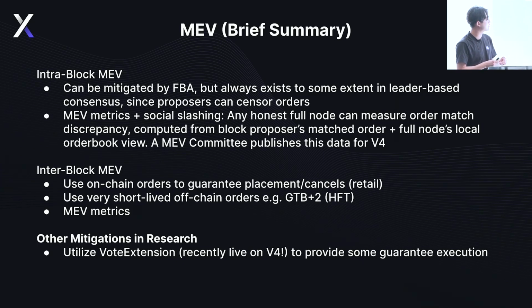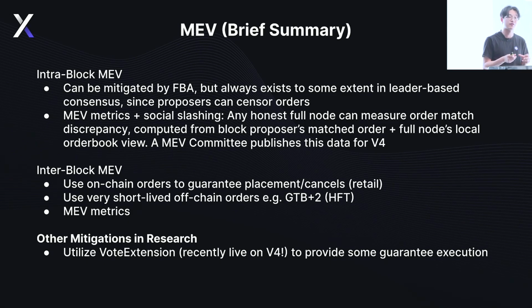So one of the ways that's currently live to mitigate this is the MEV metrics dashboard, actually built by the Skip team. Huge shout out to them. This is something built into the underlying software, which any honest full node can use to measure the match discrepancy between the block proposer's matched orders and the full node's local order book view, right? So any honest full node can run this, and there's an MEV community appointed by the community that currently publishes data on v4. So that's intra-block MEV. Now let's move on to inter-block MEV, which is unique to dYdX chain.